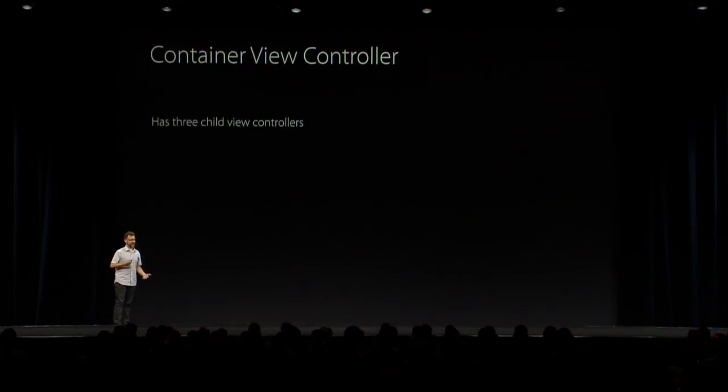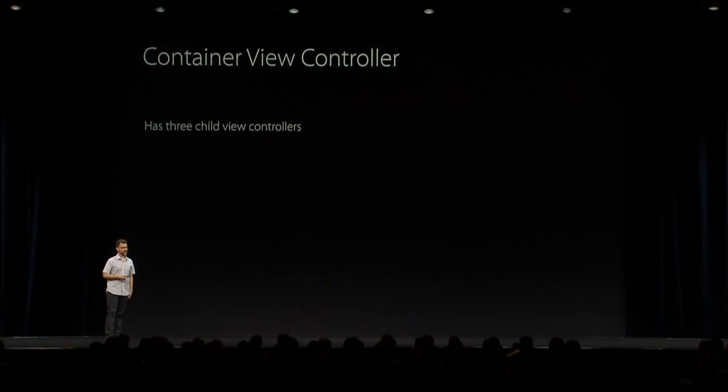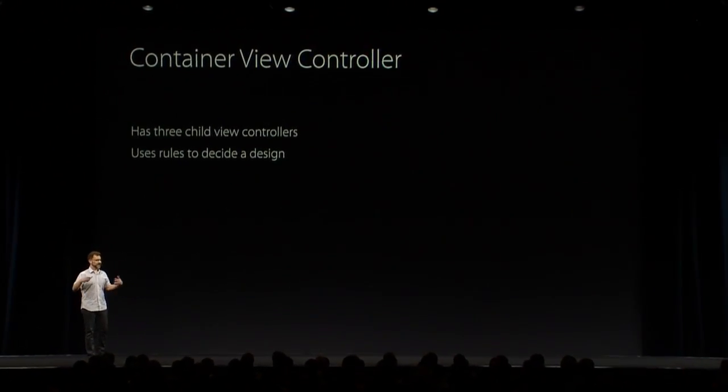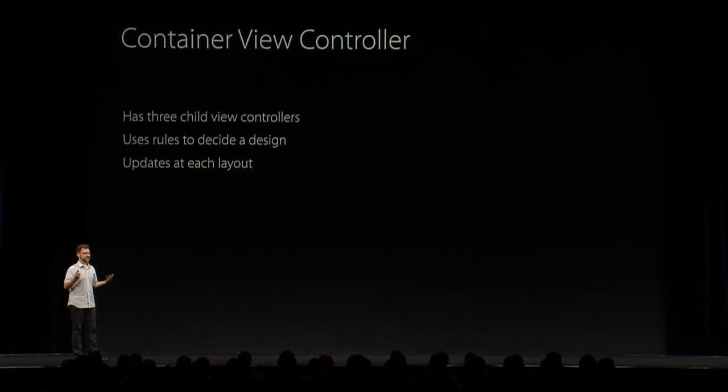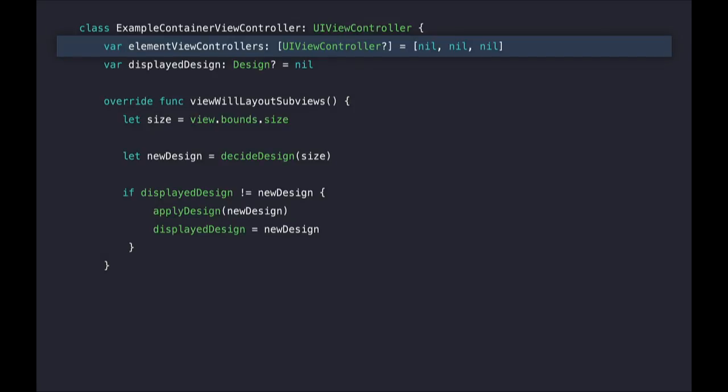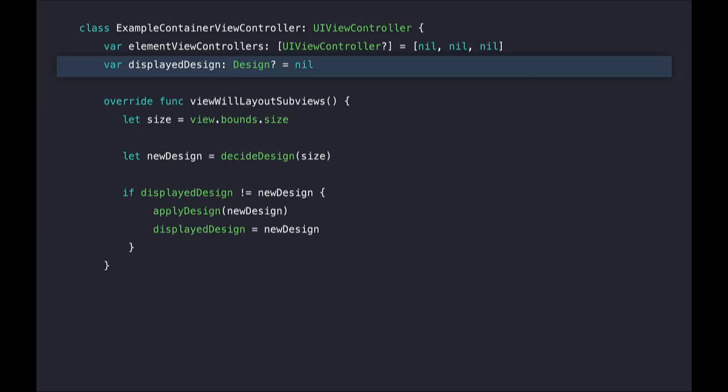So finally, let's get up into the container view controller and actually do this stuff. You'll remember it's going to have 3 child view controllers. It's going to use those rules to create and decide what design to use. And then finally, we'll update. At every layout, we'll reevaluate what design to use and change things if we need to. So here we go. The example container view controller, I've got an array with these 3 slots for 3 optional view controllers. And they start out as nil, because when this thing is initially created, nothing is going to be showing there yet. I'll also keep track of the design that I'm currently displaying. And also that's optional, and it's nil because nothing has happened yet.